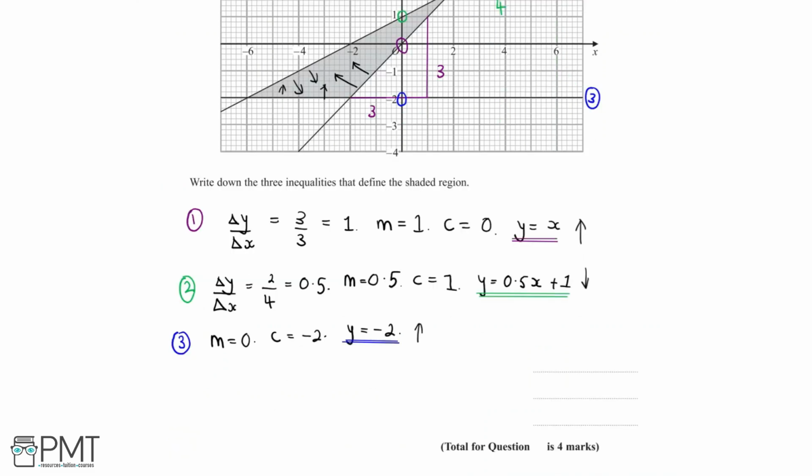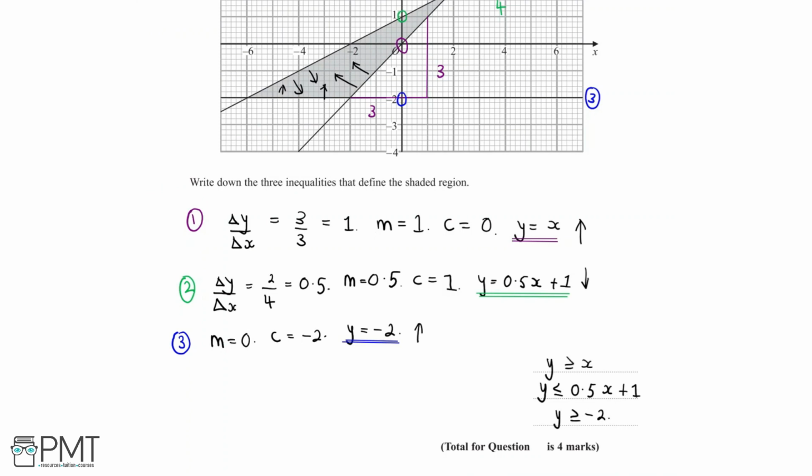And now to write down the three inequalities that define the shaded region. With line 1, we said that the shaded region is anything above the line y equals x. And so we can say that y is more than or equal to x. With line 2, we said that the shaded region falls within anything below the line y equals 0.5x plus 1. So we can say that y is less than or equal to 0.5x plus 1. And finally, line 3, we said that the shaded region falls anywhere above the line y equals minus 2. And so we can say that y is more than or equal to minus 2.